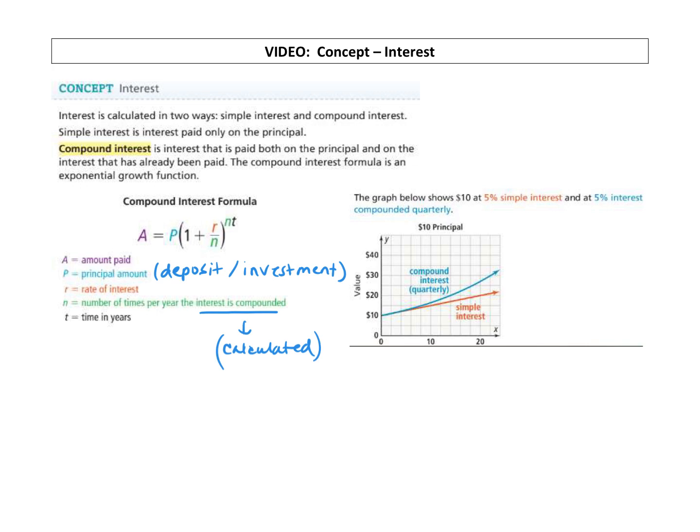We have a graph over here just to show the difference. The graph below shows $10 that was deposited or invested at 5% simple interest. You can see the 5% simple interest is the straight line right here, increasing very slightly. It's kind of hard to tell. And 5% interest compounded quarterly. When it says compounded quarterly, we would calculate the interest 4 times in a year. That N would be a 4 in our formula.